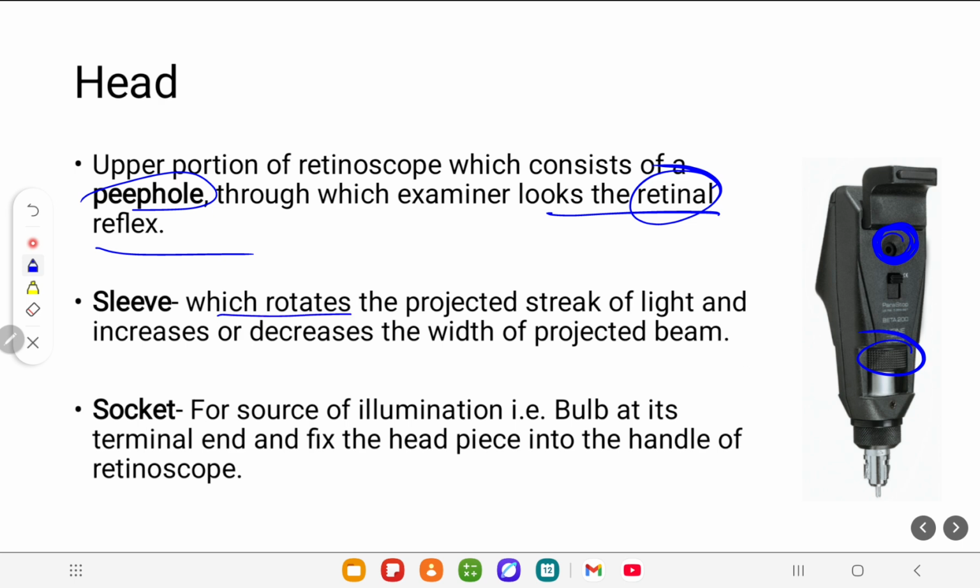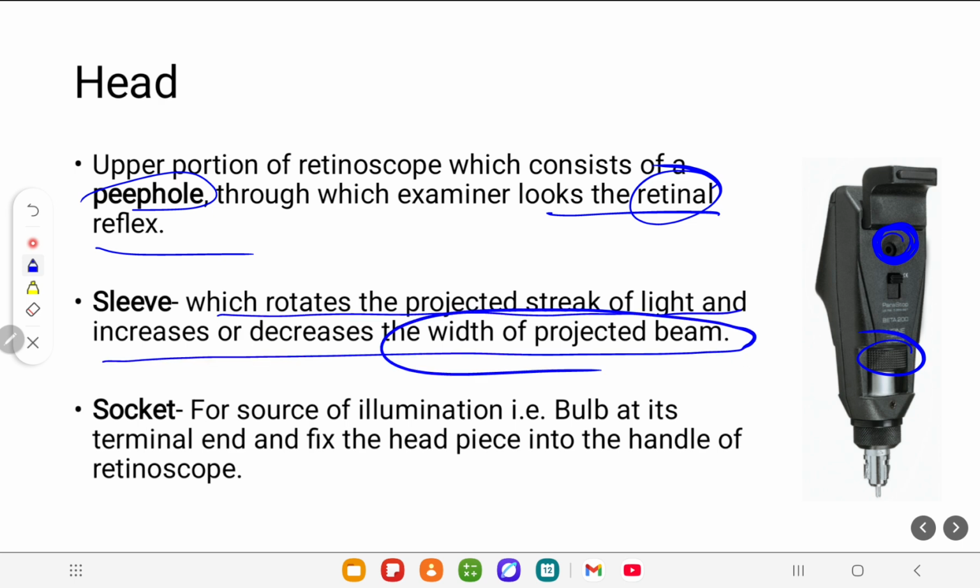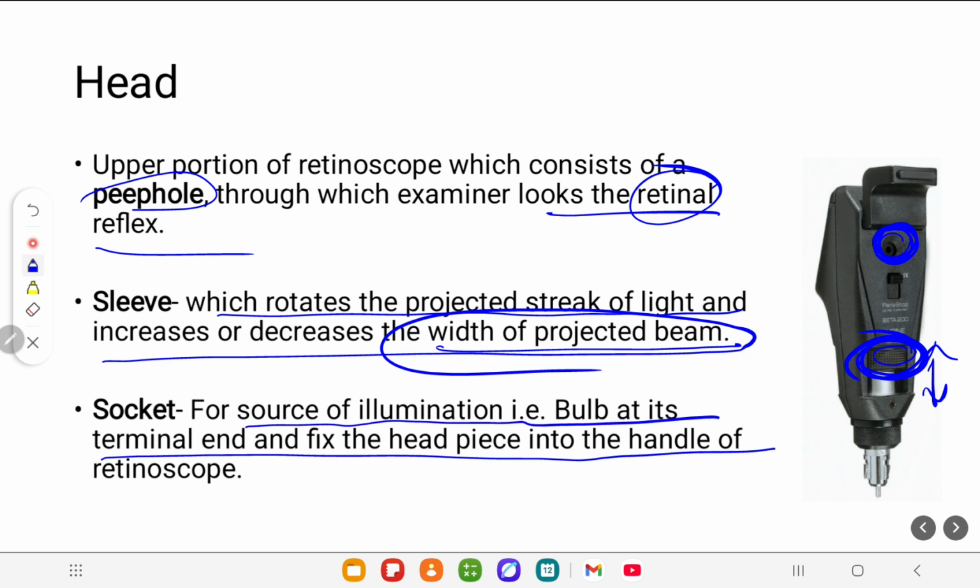The sleeve rotates the projected light and increases or decreases the projected width. We can increase and decrease the width, which means a change in vergence, and when we rotate it, we are just changing the orientation. And the socket is for the source of illumination, the bulb, and it is terminated to the fixed headpiece and handle of the retinoscope.